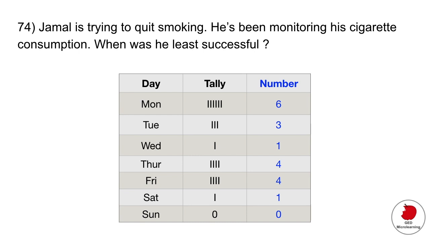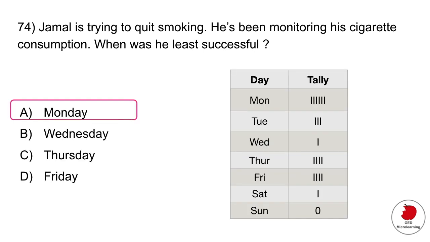So we know that he smoked 6 cigarettes on Monday. He smoked 3 on Tuesday, 1 on Wednesday, etc. So when was he least successful? Well, as you can see from the table, he was least successful on Monday, okay, because he smoked 6 cigarettes versus Sunday when he didn't smoke any cigarettes. Okay, so the correct answer would be Monday, option A.